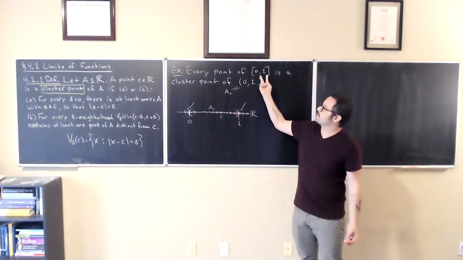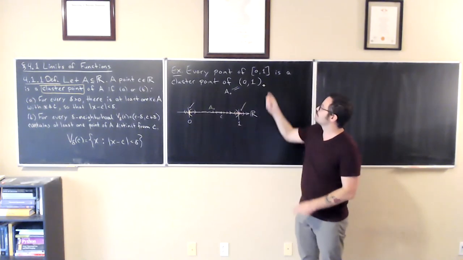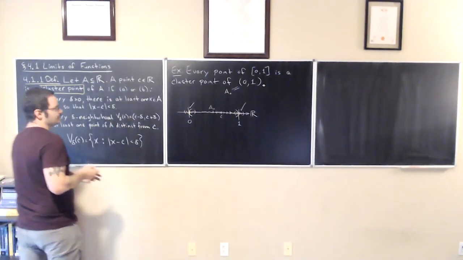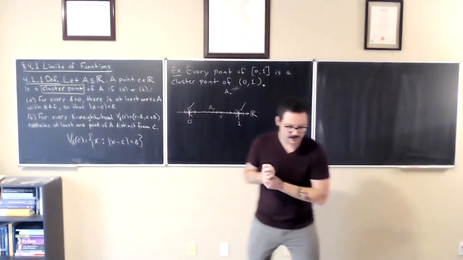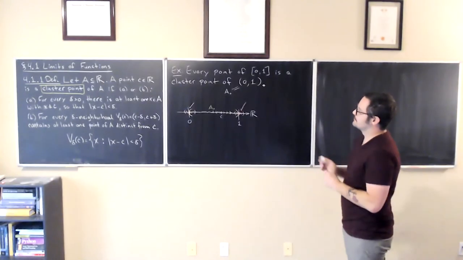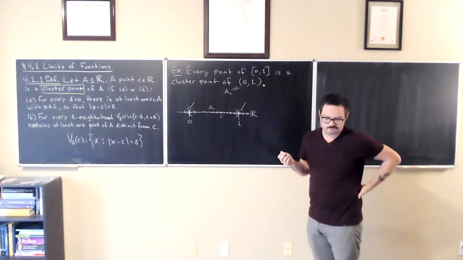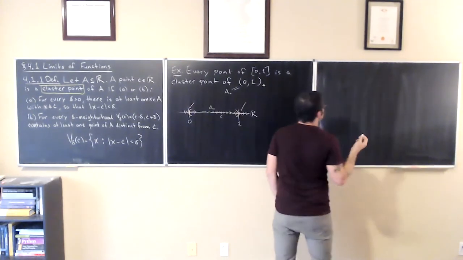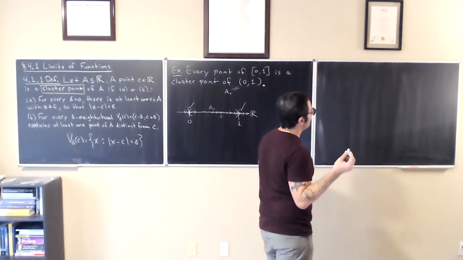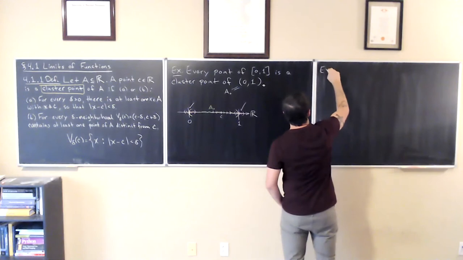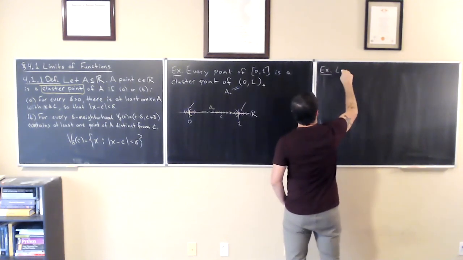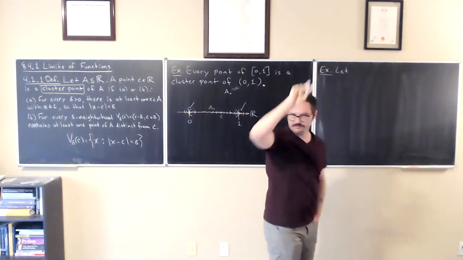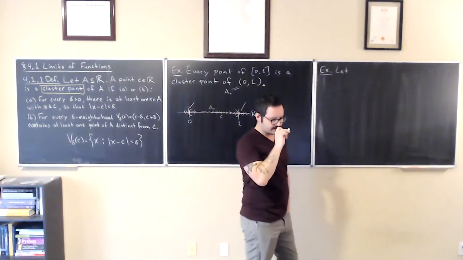So that means that every point in that set is a cluster point of A0, even the points that don't belong there. Okay, so hopefully that makes sense. So what's another example? This one was kind of easy to see. Maybe one that takes a little bit more effort.